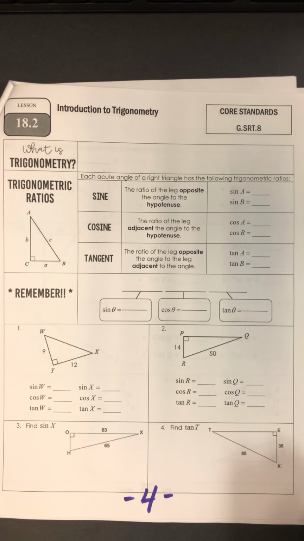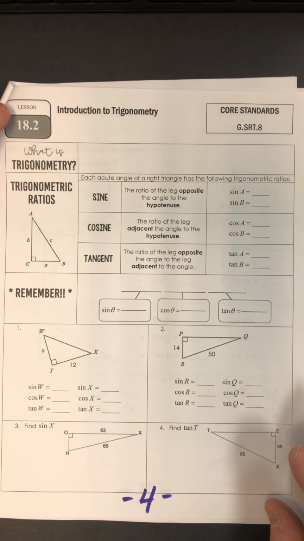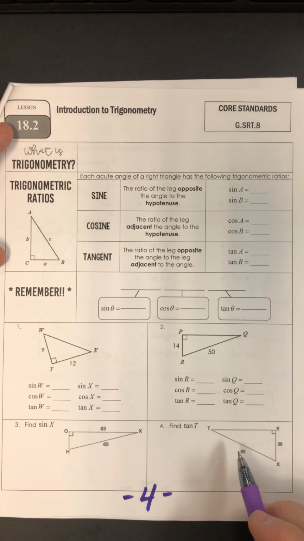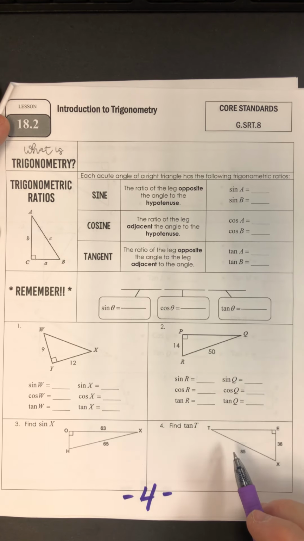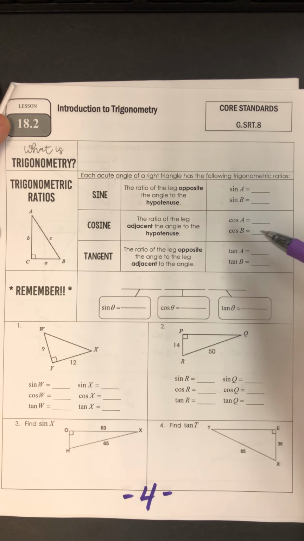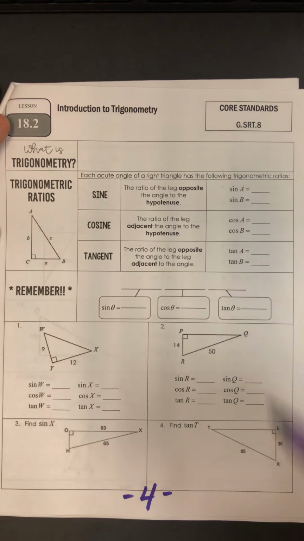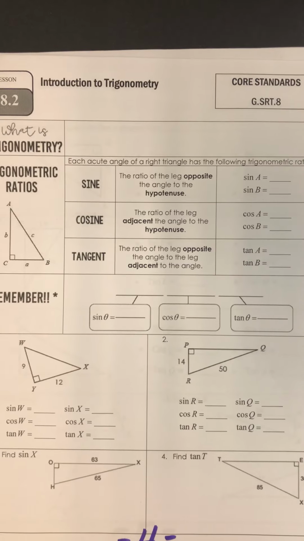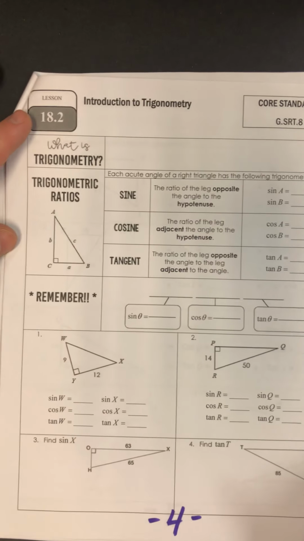All right, let's start 18.2. This is now our introduction to trigonometry. If we remember our right triangle business from 18.1, we're now going to have some ratios that we can set up with these sides. Let me zoom in just a little bit so it's maybe a little more clear.